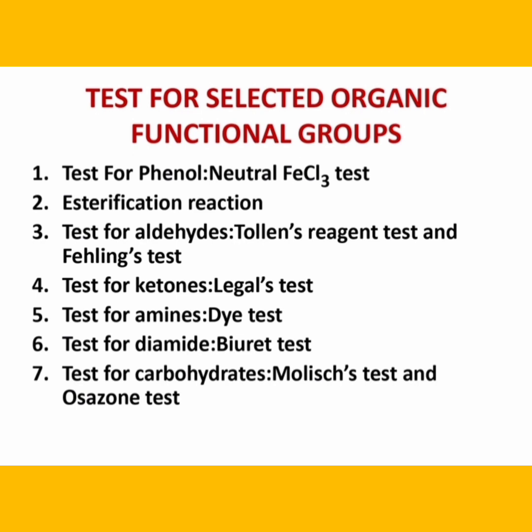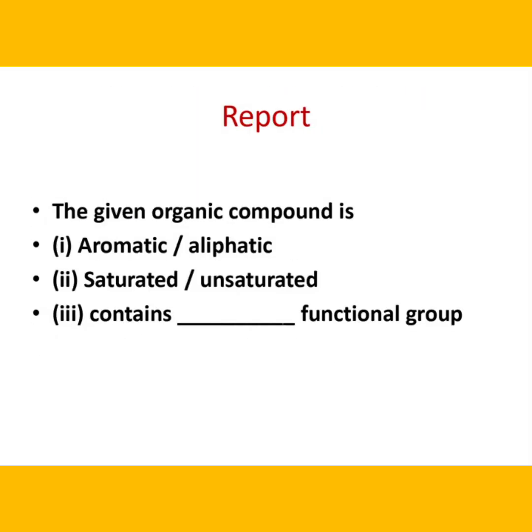Now once you do the preliminary test and the test for the functional group, you will be able to identify the functional group present, after which the report should be in this format. The given organic compound is aromatic or aliphatic, strike off one, saturated or unsaturated, any one, contains, if it is an acid, write acid functional group, if it's an amide, write amide functional group, ketone functional group, contains sugar or reducing sugar as the functional group. Like that you will have to give the report.